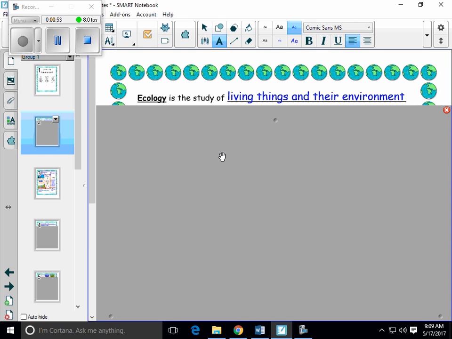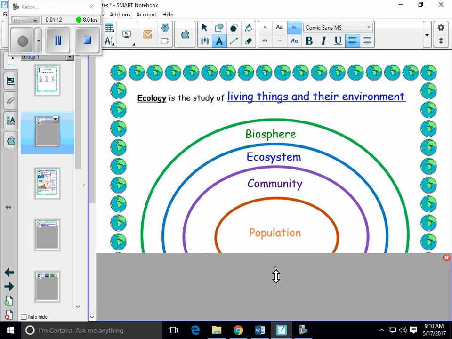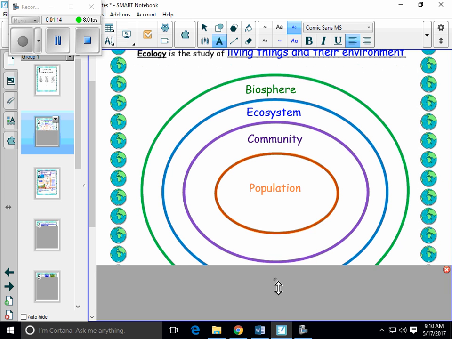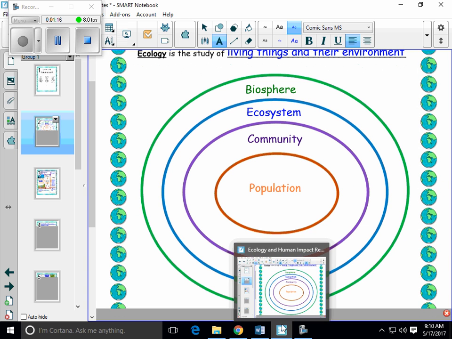The term ecology represents the study of all living things with their environment. So anything that's alive, living out in the environment, would go under the category of ecology. Now, all of that stuff can be organized into 4 levels. I like to make a diagram showing the 4 levels in circles.